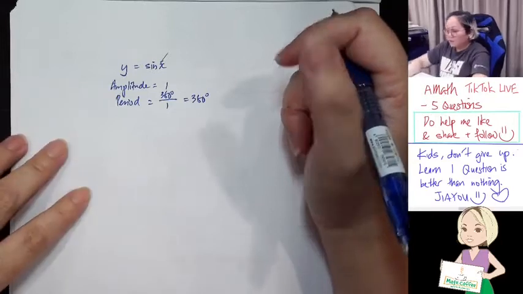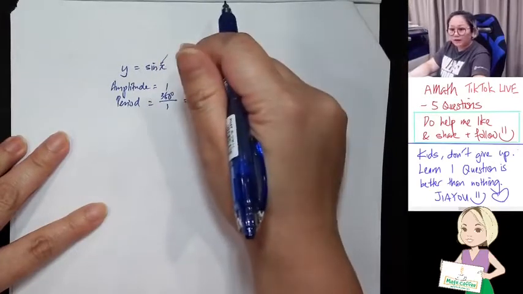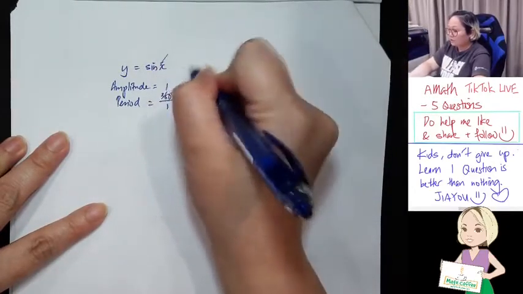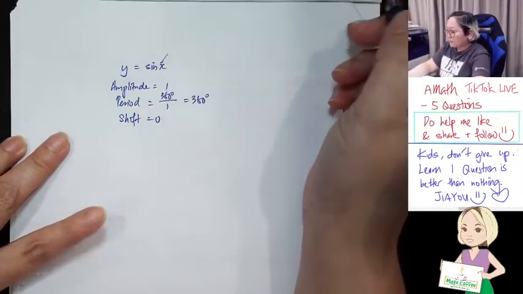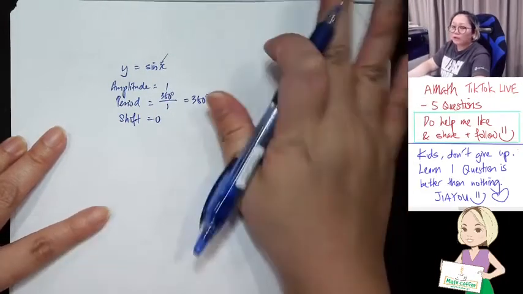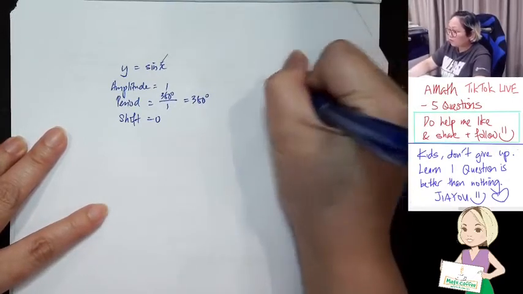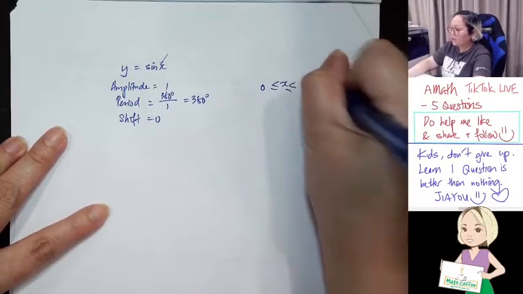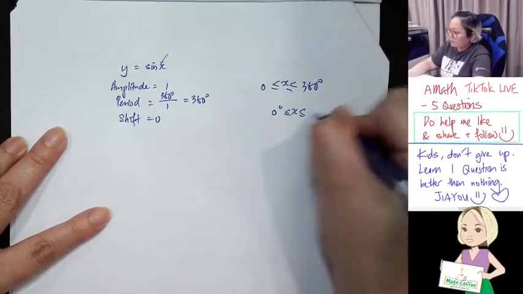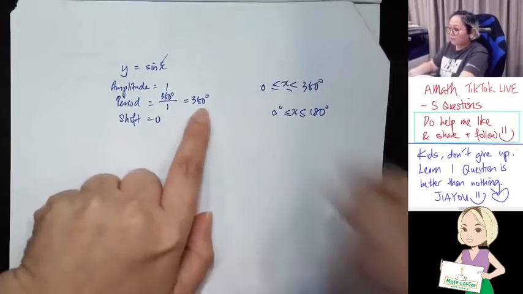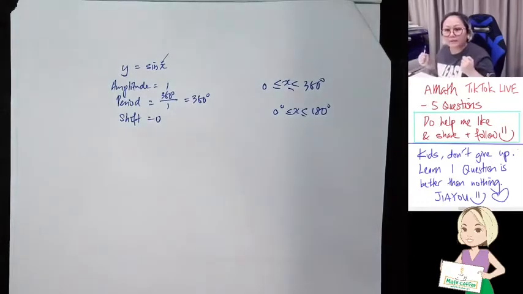Okay? See here, the period is 360. Next, usually we have a shift, right? There is a shift, but over here there is nothing, so that means the shift is equal to 0. Then you have to know how many cycles the question asks you to draw. Usually at the side they will ask you to draw from 0 to 360 degrees, which means I only need to draw one cycle. If they give you 0 to 180 degrees, since my period is 360 degrees, I need to draw just half a cycle.